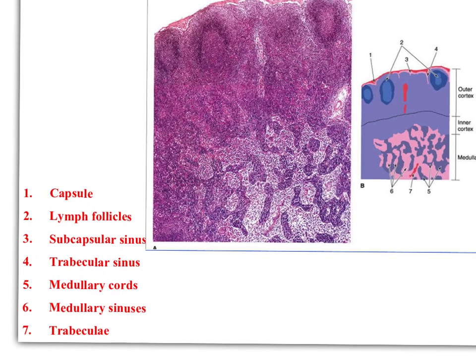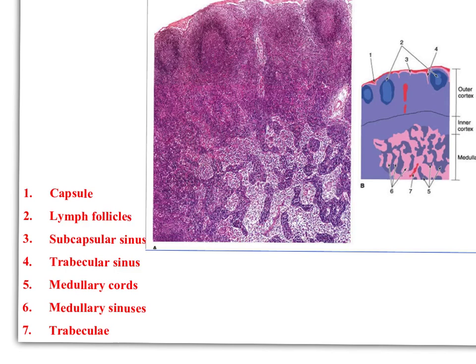Finally, number 7 is the trabeculae. We have said about it before. It is this red area. Here it is the trabeculae passing to the medulla. Don't forget that all the trabeculae arise from the deep surface of the capsule. Some of them divide the cortex into regular compartments, and some of them divide the medulla into irregular compartments. Don't forget that the area between the trabeculae in the medulla and the medullary cord is called medullary sinus.